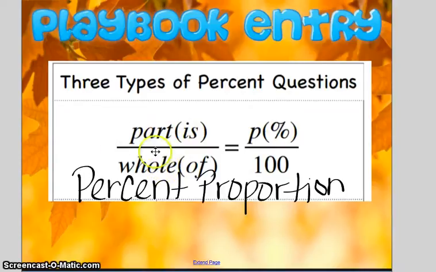So when you get a question and you're not too sure where it belongs or where the numbers belong, go ahead and take this page back out so that you can verify that you're using the percent proportion correctly and you're identifying the keywords.